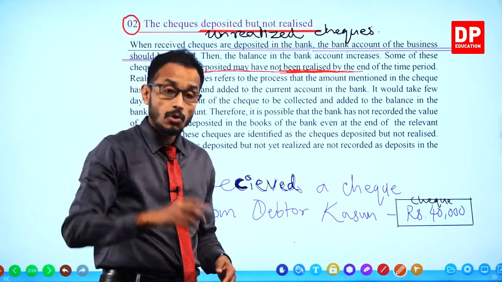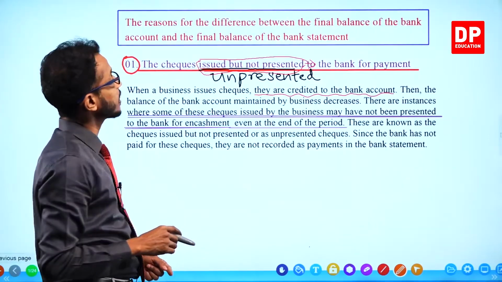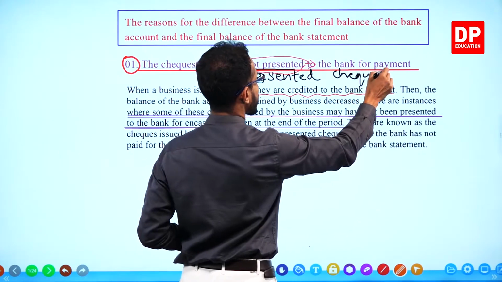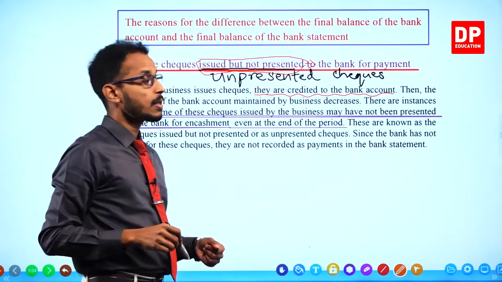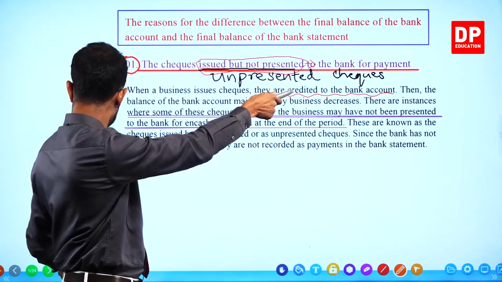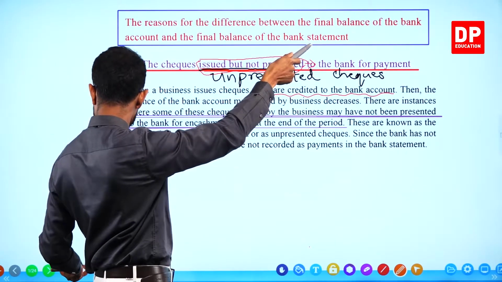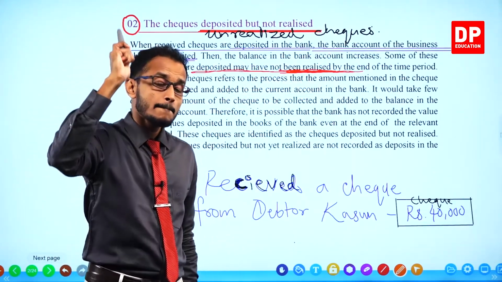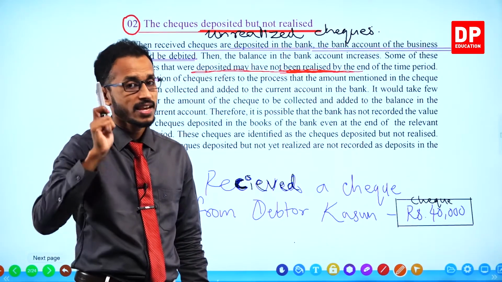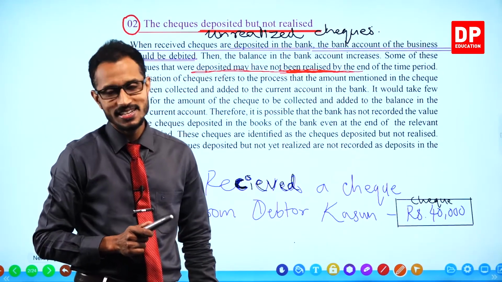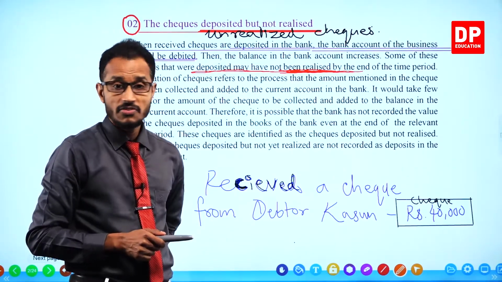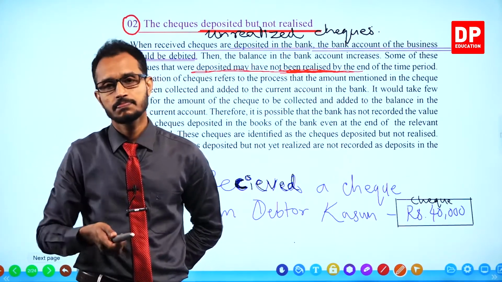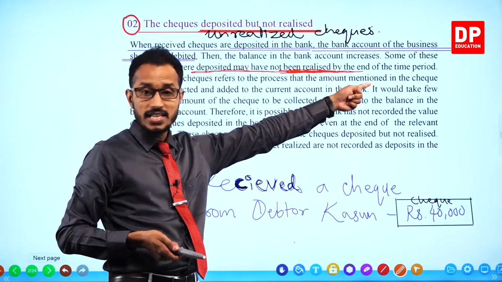Both these unpresented checks and unrealized checks create a difference in the final balances, between the final balance of our bank account and the final balance of the bank statement. That's what it says here.